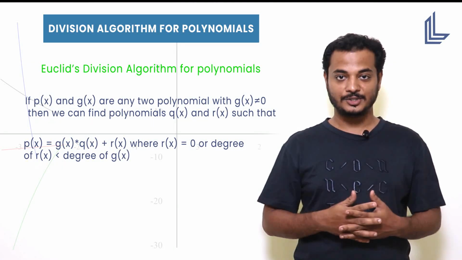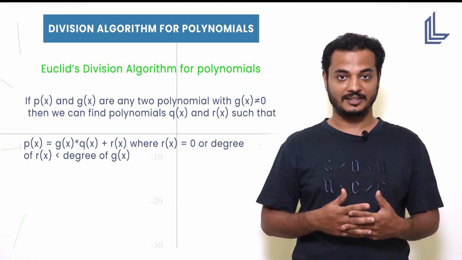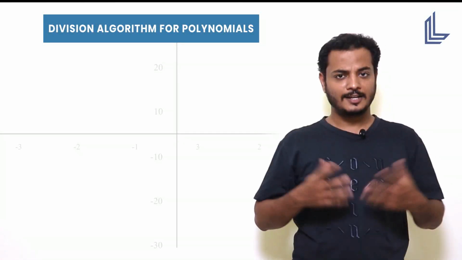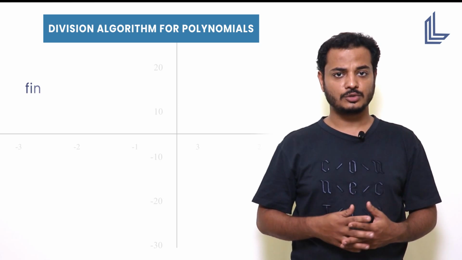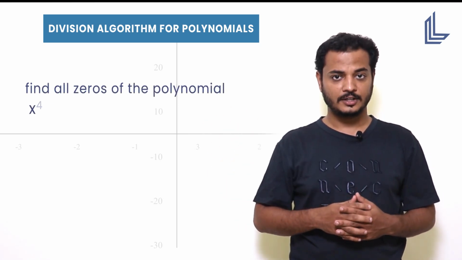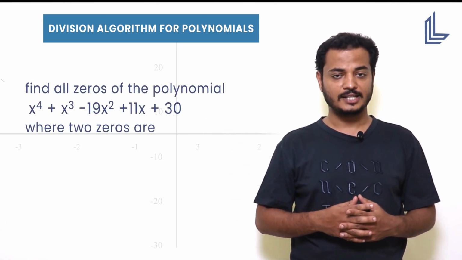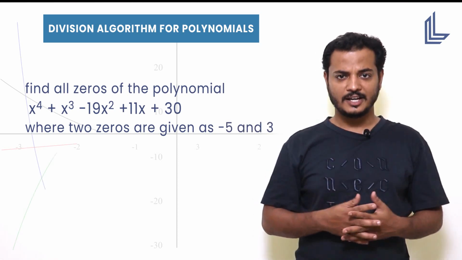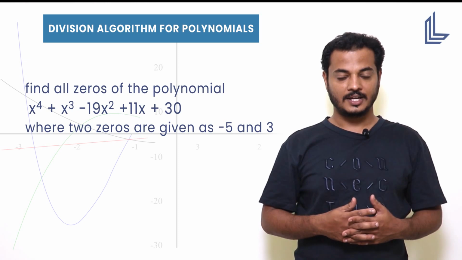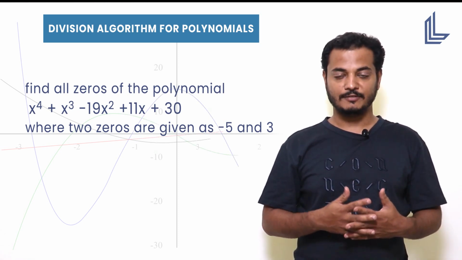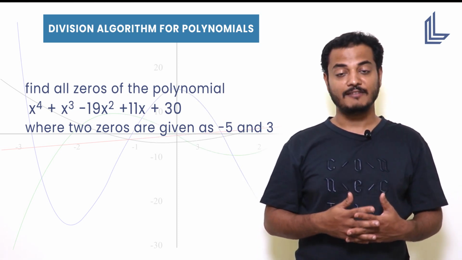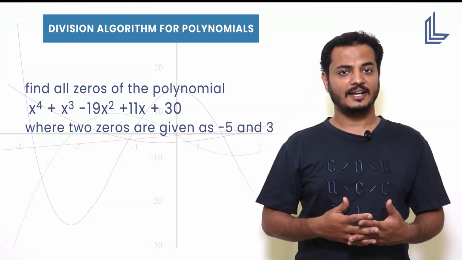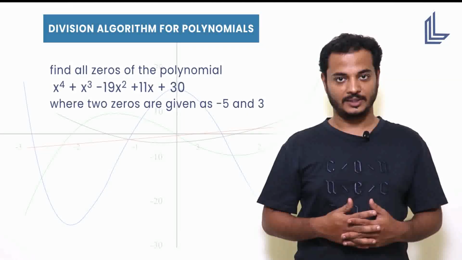Now that you have understood how to apply division algorithm for polynomials, let's try to apply this in one of the questions. Let's say we want to find all the zeros of the given polynomial where two zeros are given as minus 5 and 3. So how do we go about it? We are given a fourth degree polynomial, and per our conceptual understanding, we know that this polynomial will have at most 4 zeros. Let's say m, n, p and l are 4 zeros of this polynomial.